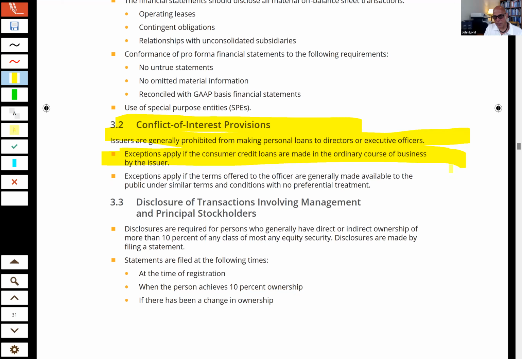So it doesn't mean that if I'm an executive with Chase, that I can't have a Chase credit card. Okay, it doesn't mean that. It just means, hey, they can't call out and give me a special loan or something as an executive. And exceptions apply if terms offered to the officer are generally those made to the public. So if they're giving me some special interest rate or something, that wouldn't be okay. But if it's the normal terms, then that would be acceptable. So flashcard those exceptions. I could see a CPA exam question wanting you to know that.